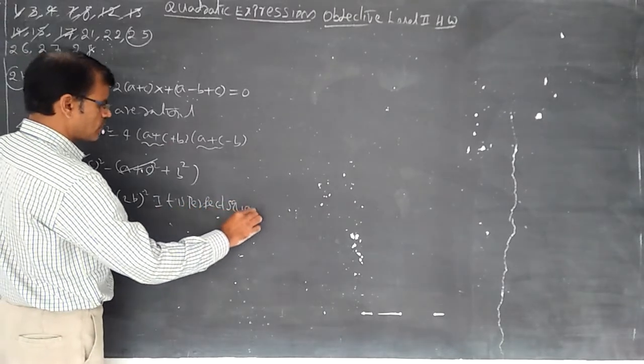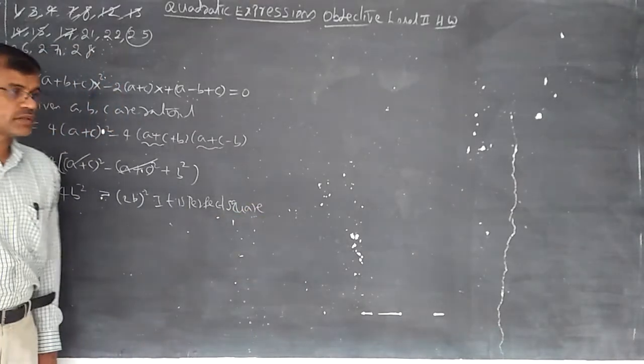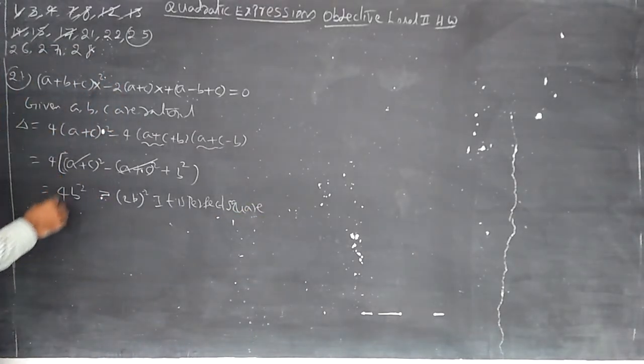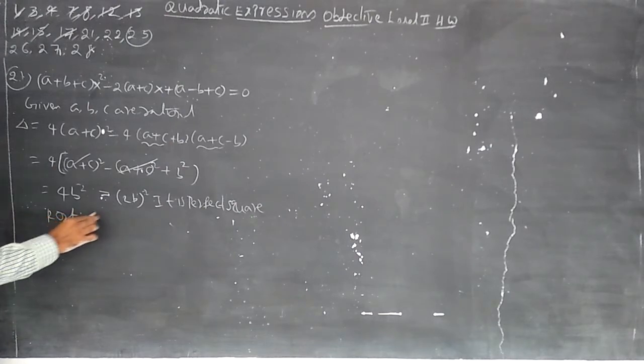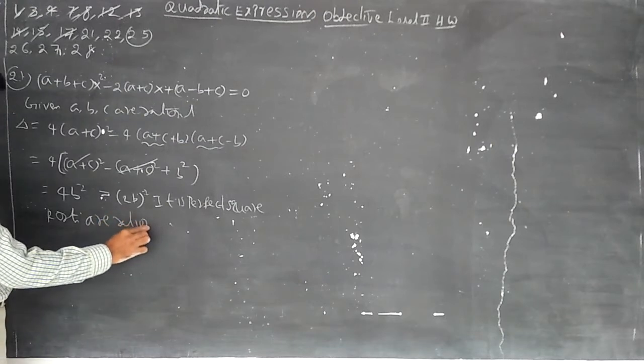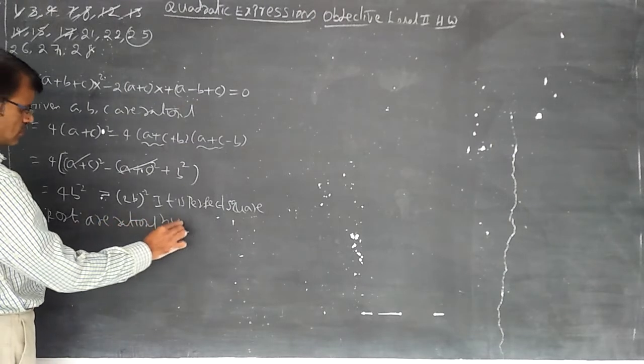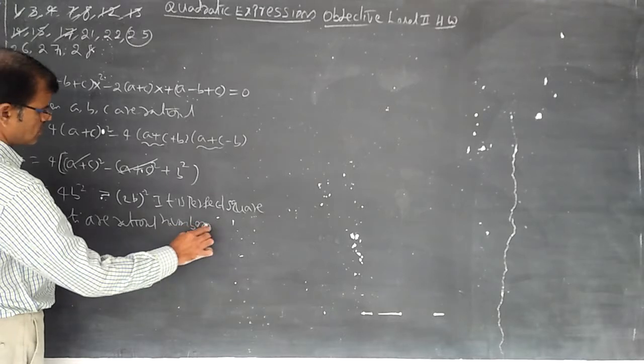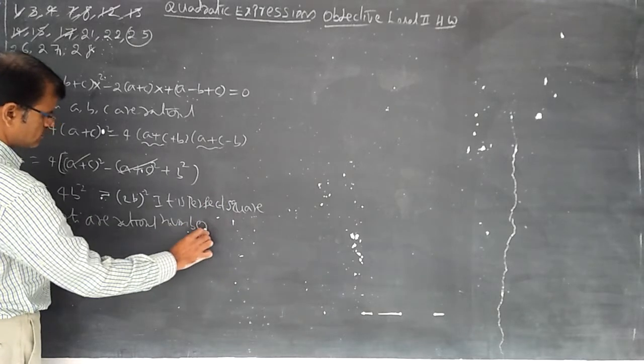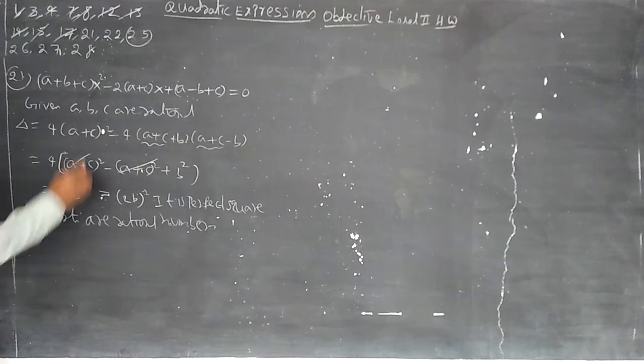So whenever a, b, c are rational, if delta is greater than 0 and it is a perfect square, roots are rational numbers. 21 completed.